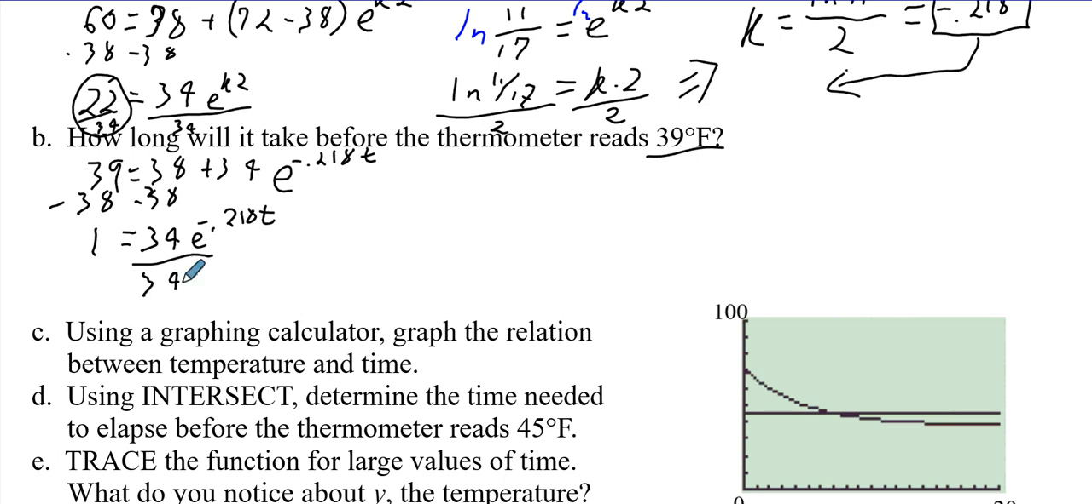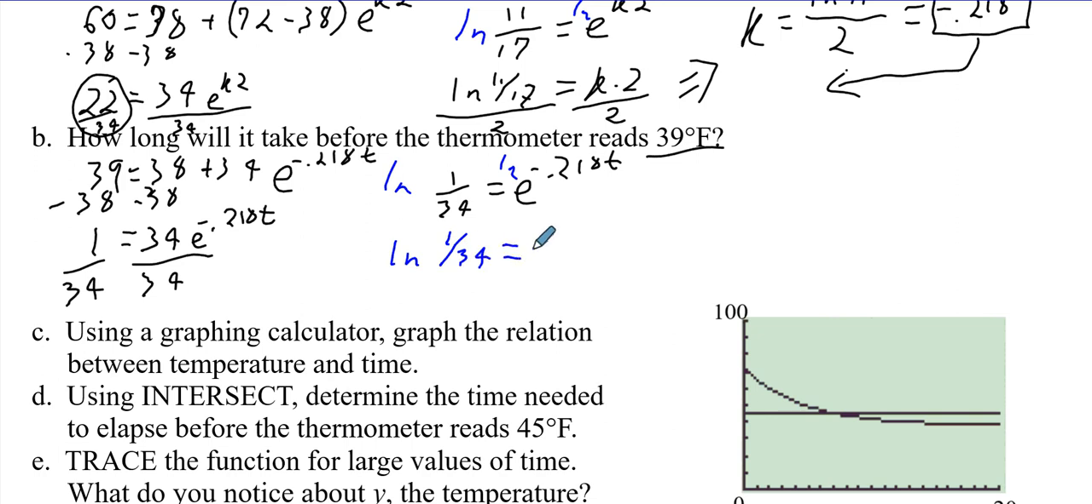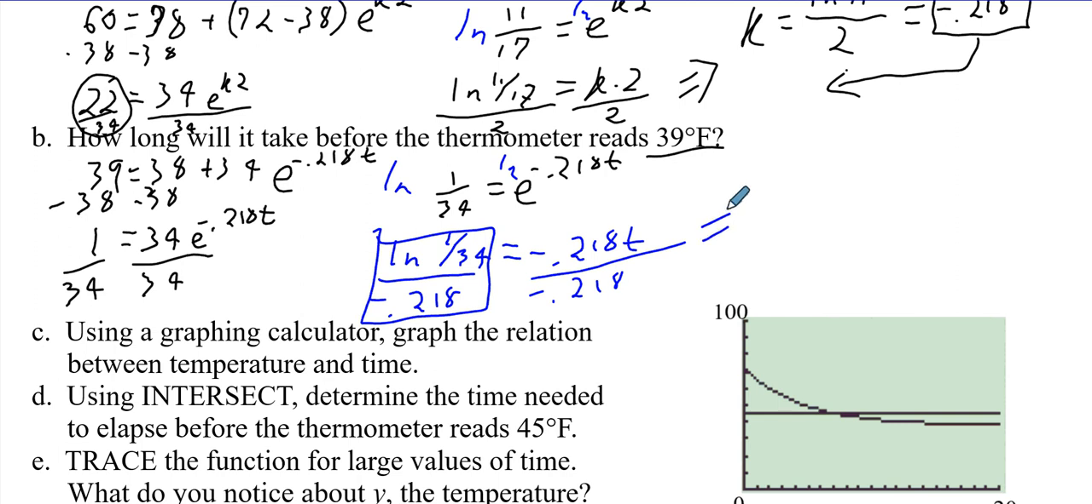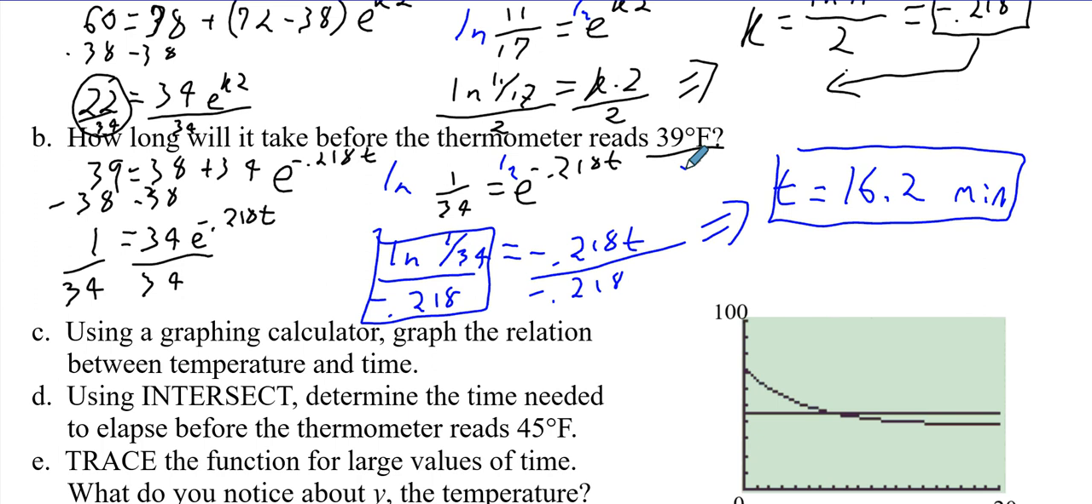Dividing both sides by 34, I get 1 over 34 equals e to the negative 0.218 t. Using my ln's, I get ln of 1 over 34 equals negative 0.218 t. Divide that on both sides. If I type this into my calculator, I see that the time is 16.2. Since our time in this case is in minutes, it takes 16.2 minutes for our thermometer to get down to 39 degrees.